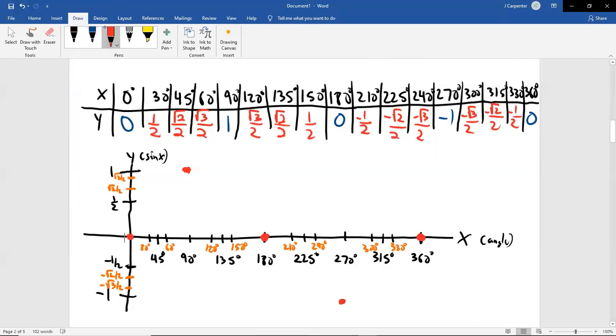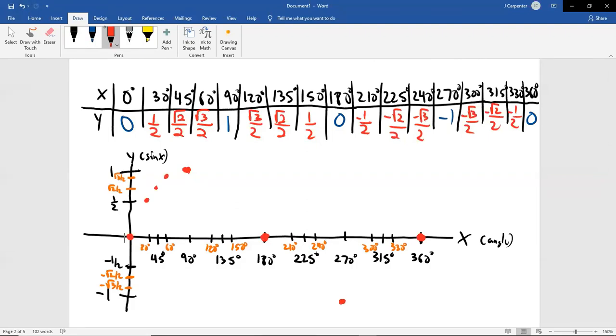Oh, red for the points though, sorry. So 30 degrees, comma, half. Right, 30, up a half, boom. 45 degrees, square root of 2 over 2, boom. 60 degrees, and then square root of 3 over 2, boom. This looks like a straight line here, but because of the bigger gap here and the smaller gap here, that's what causes it to do this.